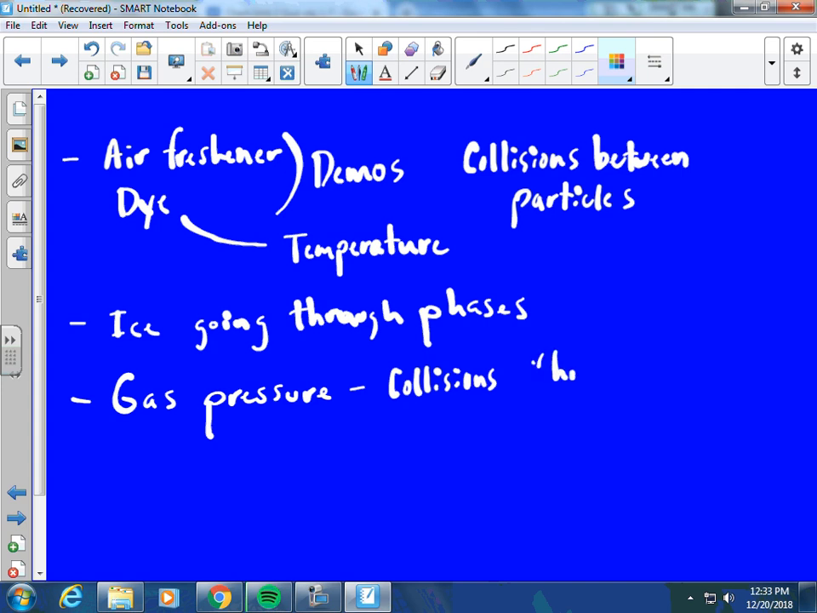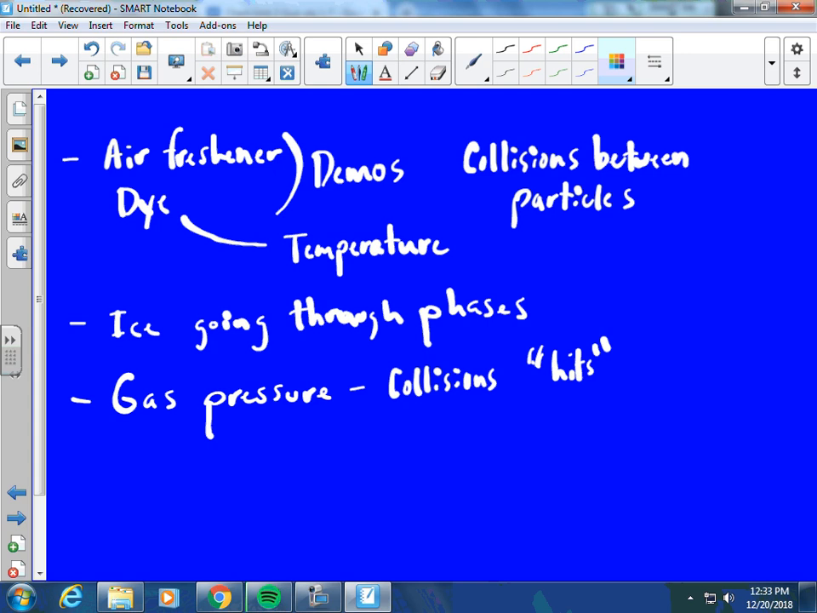Collisions, sometimes we call them hits. But how often the particles hit, and with what speed or force, okay? So particles that are moving more quickly are going to hit more often, which means they're going to have more hits. We're going to have more pressure. If we have more particles, there's going to be more hits. If we have less particles, there's going to be less hits. If we have colder particles, they're going to be moving more slowly, less hits. Okay, that's the idea that we have here.